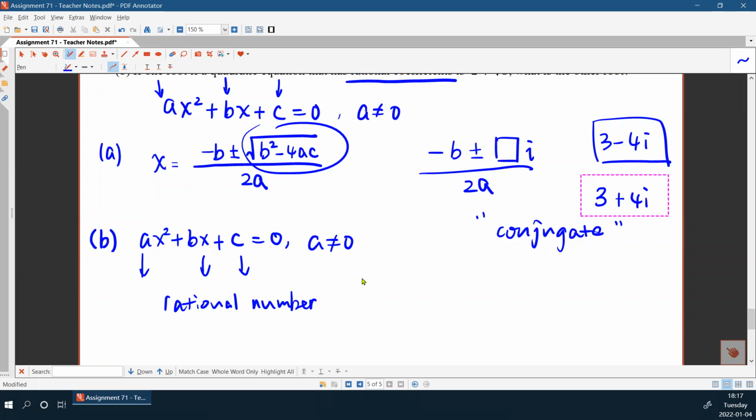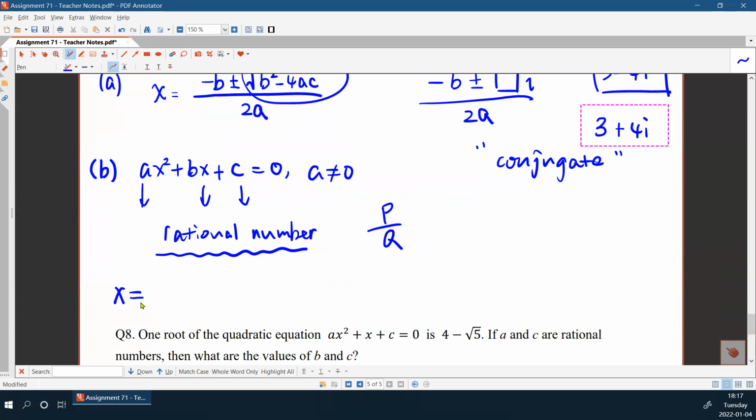That means A, B, C are all rational numbers. Rational numbers can be expressed as a fraction over two whole numbers. Understand that? I hope you can still remember the definition of rational numbers. Rational numbers can be expressed as a fraction. So again, let's consider the solutions. X is 2a the denominator and minus b, then positive or negative square root of b squared minus 4ac.